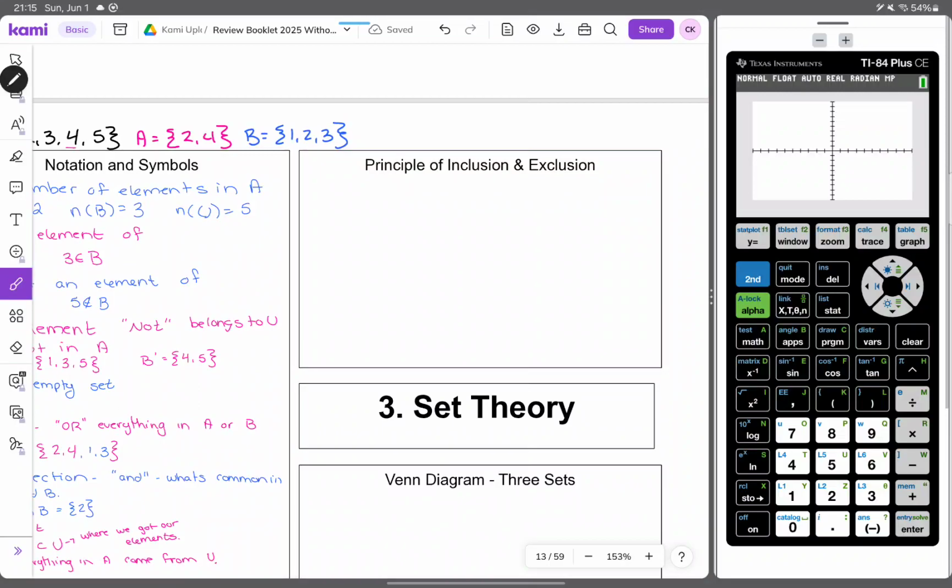Principle of inclusion and exclusion. This is just for any two sets A and B. The number of elements in A or B is equal to the number of elements in A plus the number of elements in B minus the number of elements in A and B. So remember, we have to take away that intersection so we don't count the overlap twice.